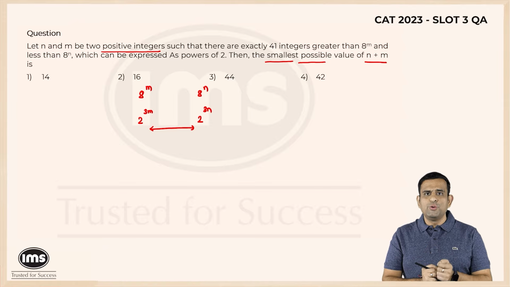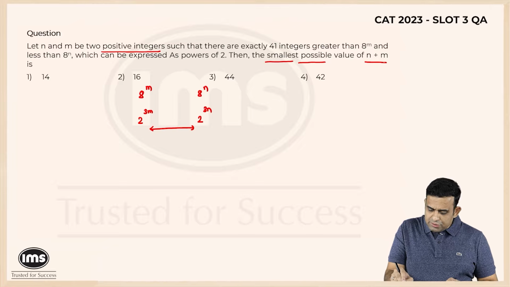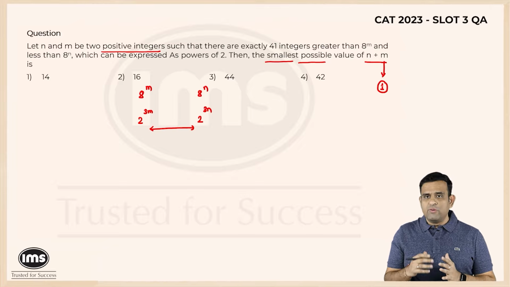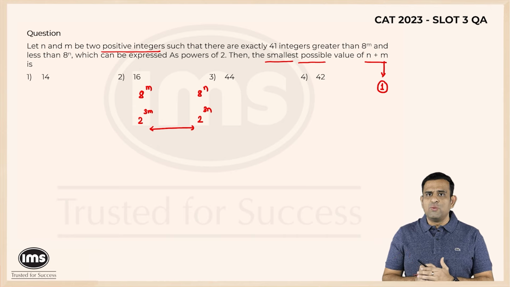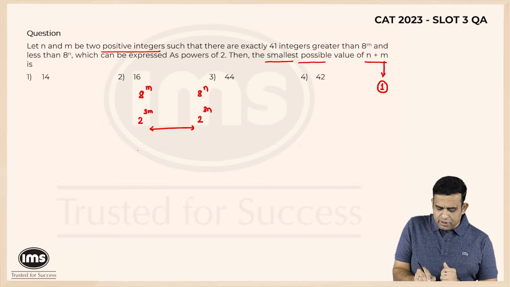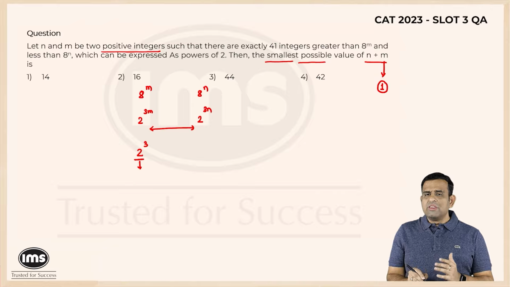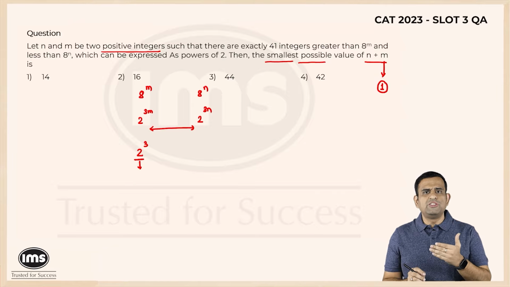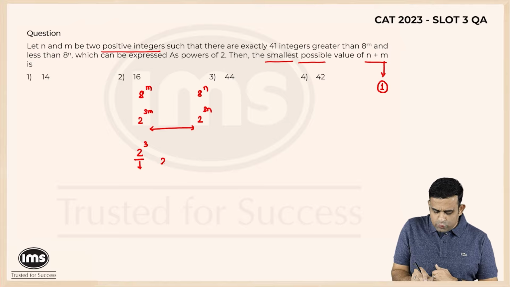Now since I have told you that m and n are both positive integers, the smallest possible value of m I can put basically would be 1. So if I put m equals to 1, the term 2 power 3m will become nothing but 2 cube. So now more than 2 cube, the first number which is going to be some power of 2 is nothing but 2 power 4. Then one can say 2 power 5 and so on.